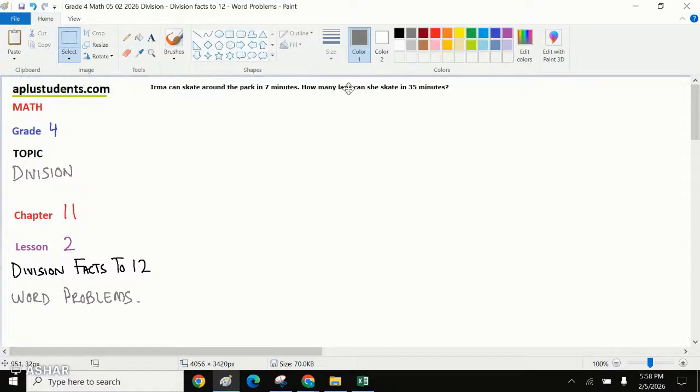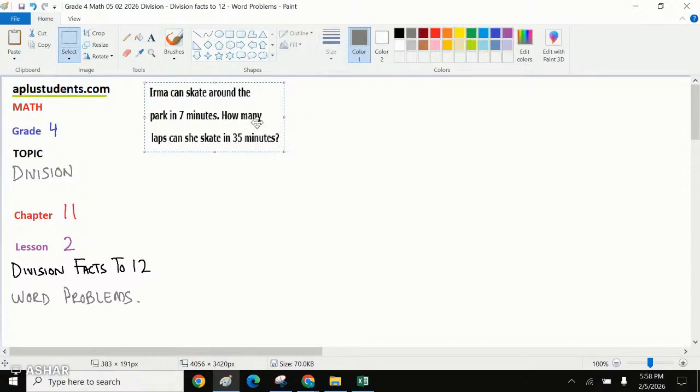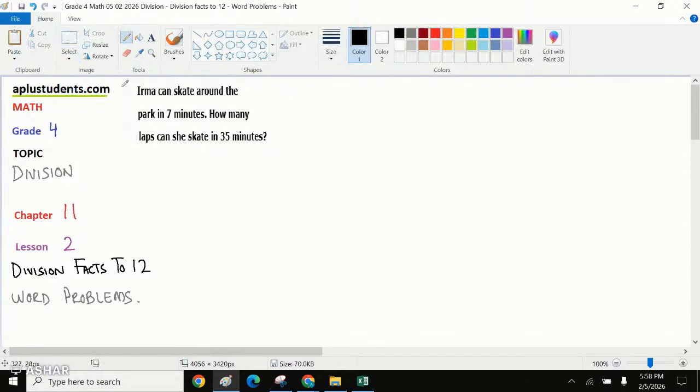Okay. So the first question says, Irma can skate around the park in 7 minutes. How many laps can she complete in 35 minutes, right? So if this is the statement given to us, this is our question number 1. Okay, we have multiple ways.